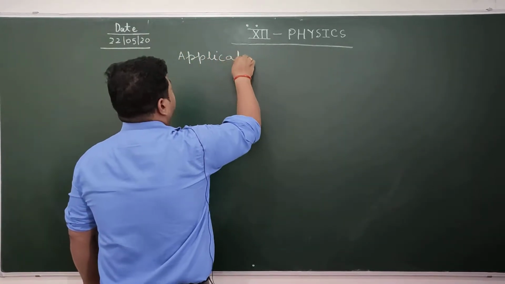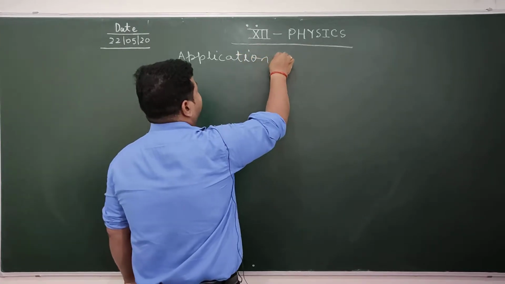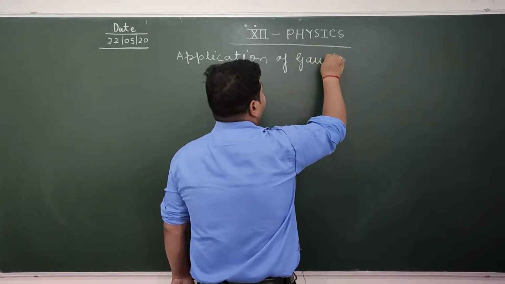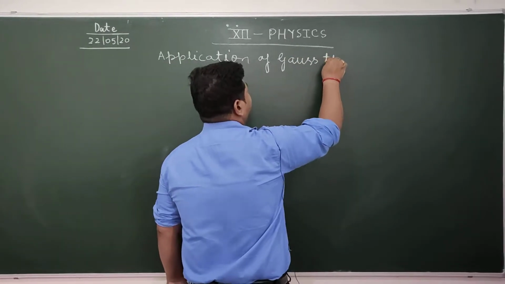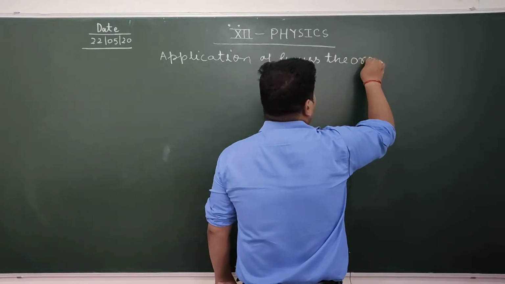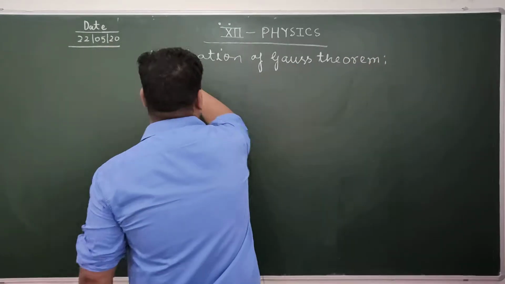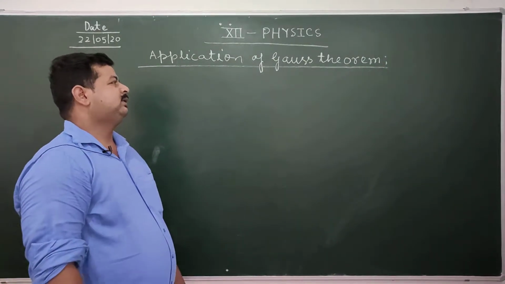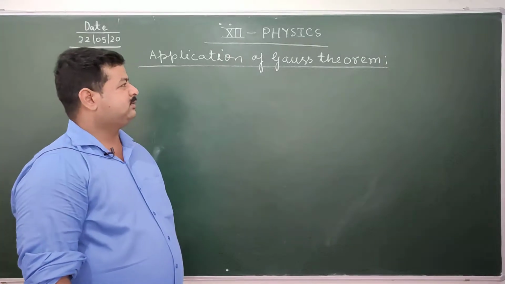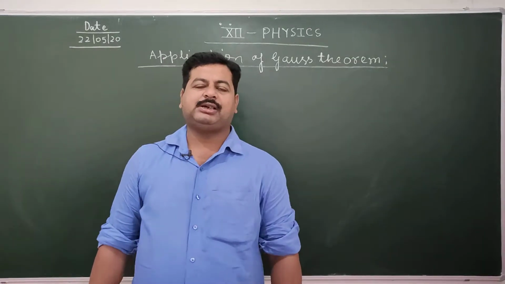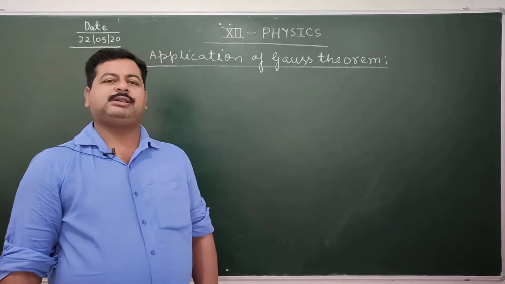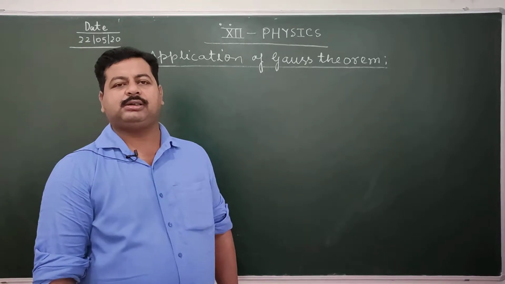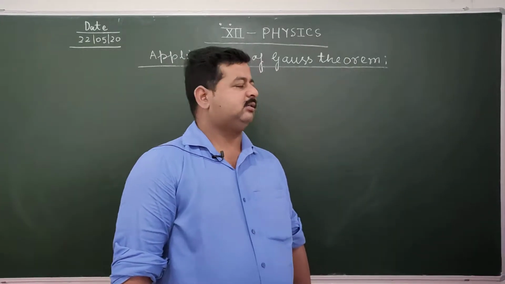Application of Gauss theorem. So there are three applications: electric field intensity due to a line charge, electric field intensity due to a charged plane sheet, electric field intensity due to a charged spherical shell.